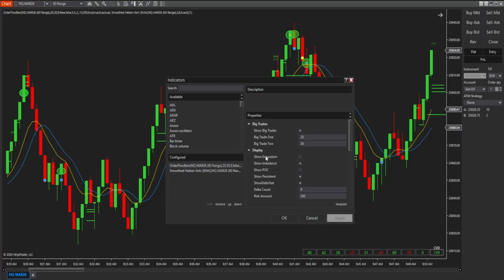Then I have show exhausting area, show imbalance area. You can show the point of control, which is just going to be a yellow dot on the candle chart. Then show persistent area, which just means there's persistent buying, and show delta text, which is down at the bottom here.